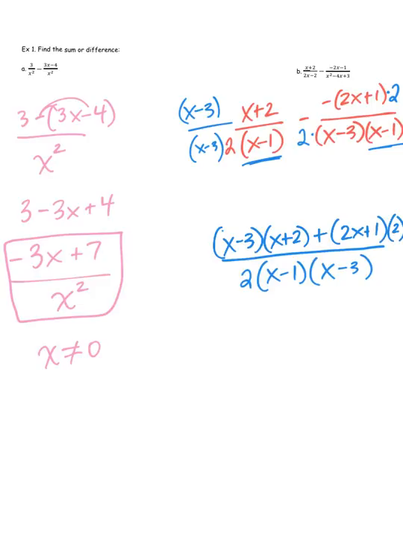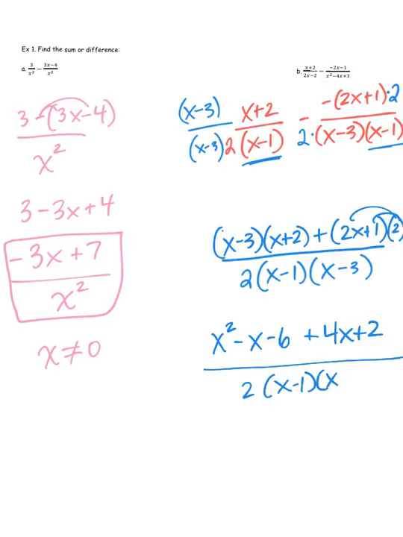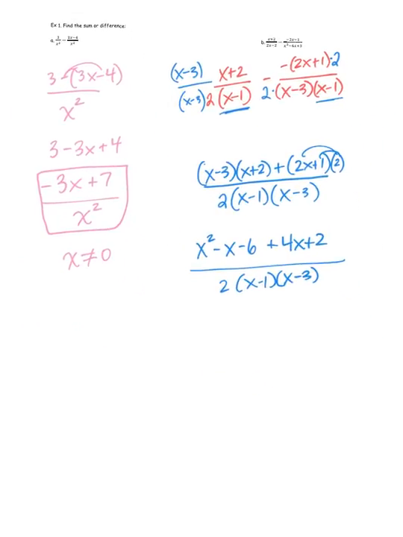Okay, and so I like to just expand this out so I can combine all my like terms and then simplify as much as I can. So I know that I now have an x squared minus x minus 6 plus, go ahead and distribute that too. That's a 4x plus 2 all over. Still going to leave it like this. You'll see why in a little bit. And so in my numerator, combining like terms, I now have x squared plus 3x minus 4.